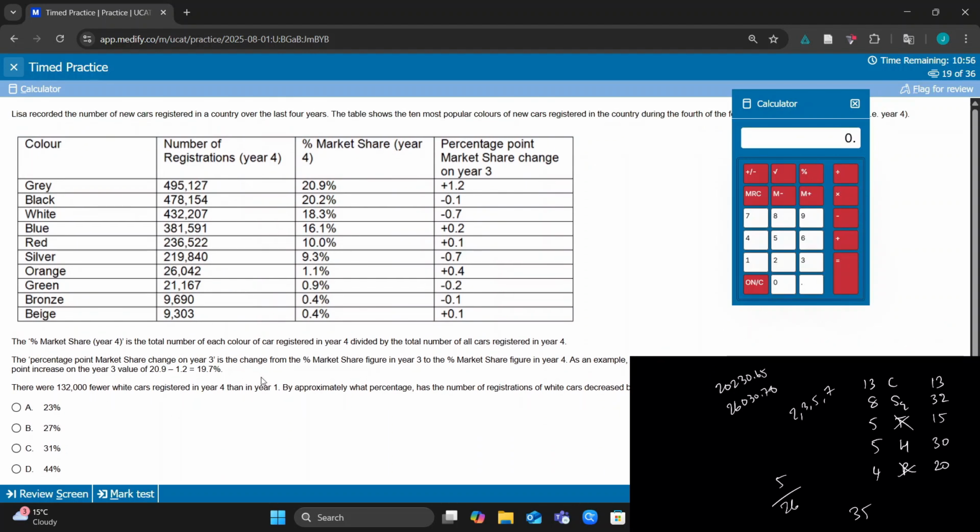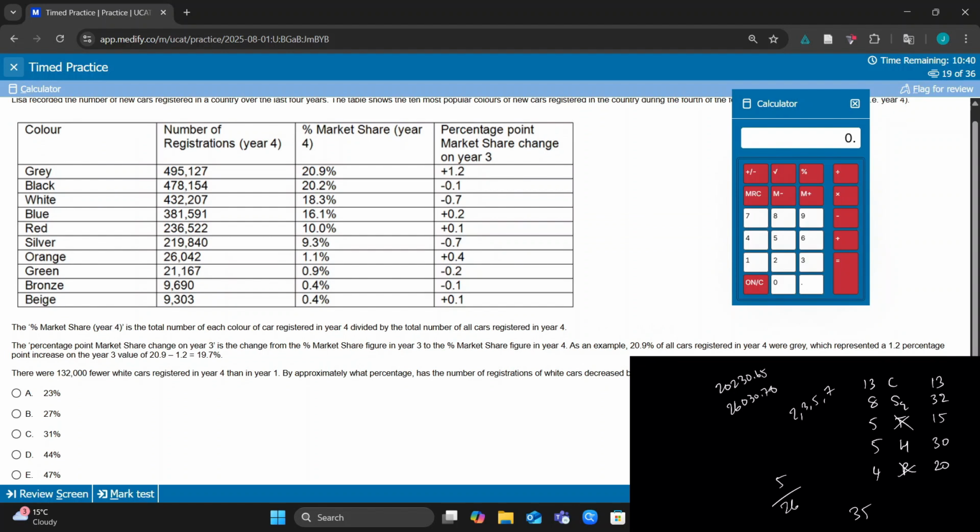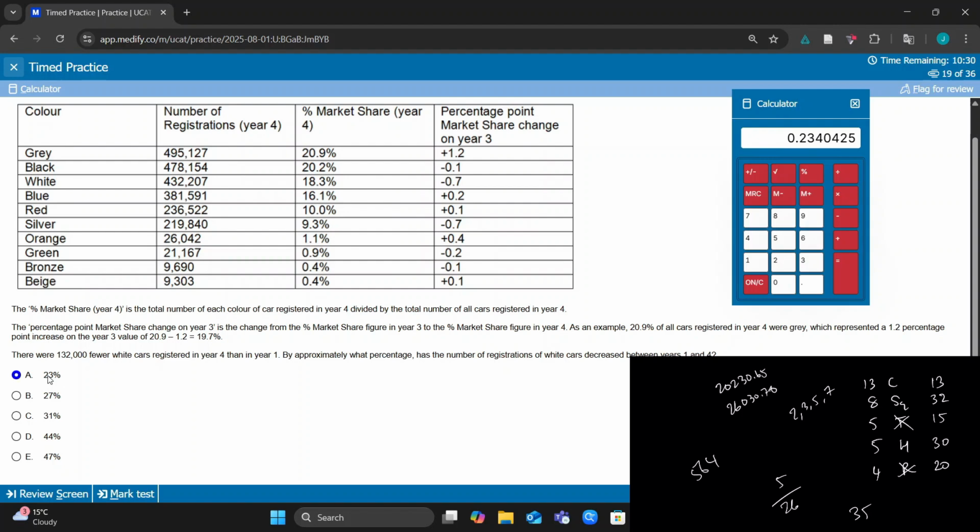Has the number decreased? Okay, registered in year 4 than in year 1 of white cars. So it's going to be 432,207 add 1320. So all the numbers are quite far apart actually, so I could try doing 432 plus 132, which is 564. So I just do 132 divided by 564, 23%.